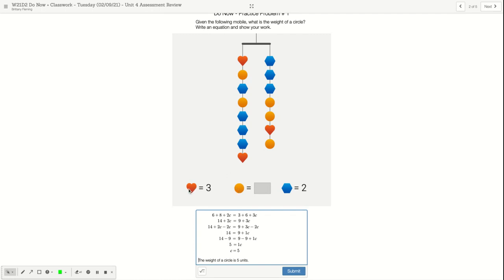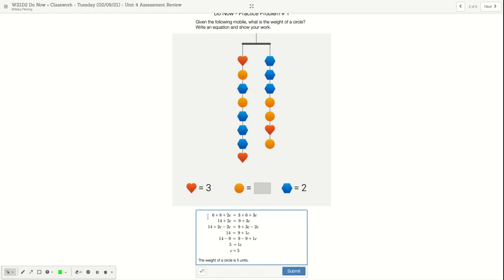I looked at the weight of a heart. A heart weighs 3 units. I looked at the weight of an octagon. I think it's a hexagon. I'm sorry. It weighed 2 units. And I know that the mobile is balanced because I have a straight line right here. And so I wrote an equation.